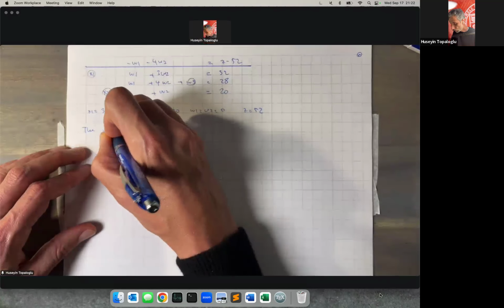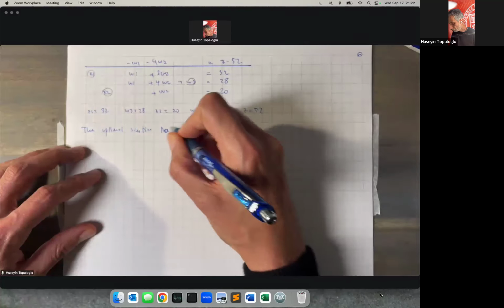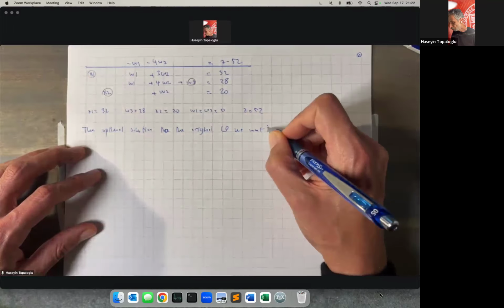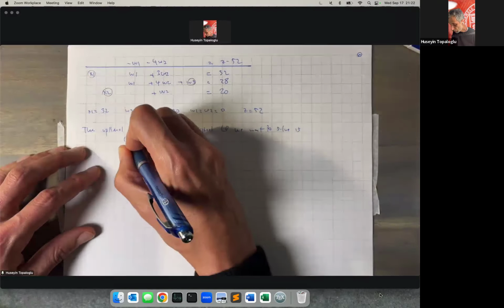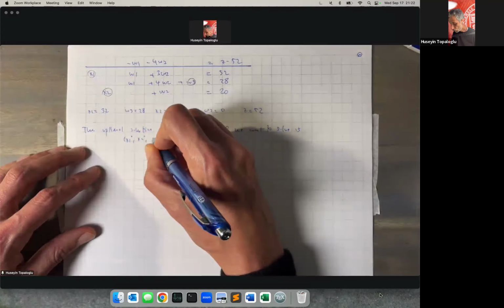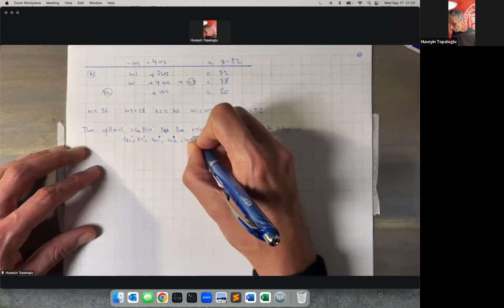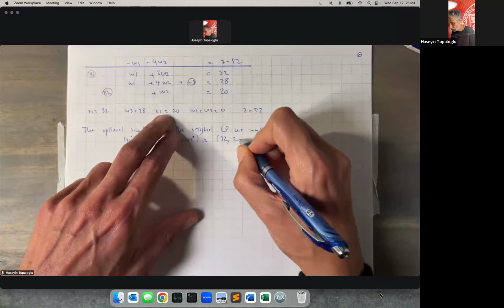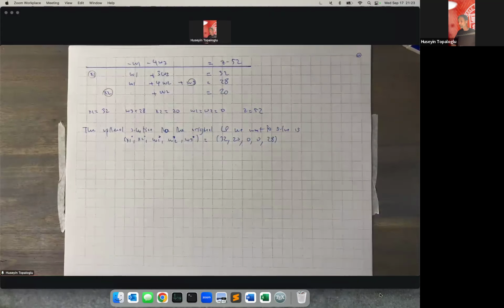So then the optimal solution to the original LP we want to solve is, let me write it over here rather than squeezing. X1, X2, W1, W2, W3 star. X1 is 32, X2 is 20, W1 and W2 are 0, and W3 is 28. This is the optimal solution. That's it. Okay.